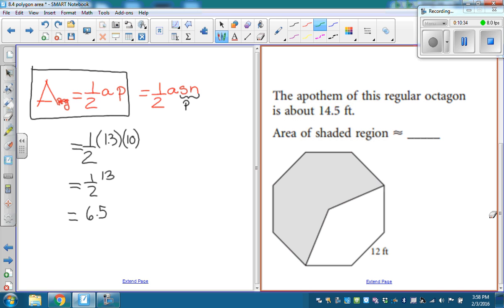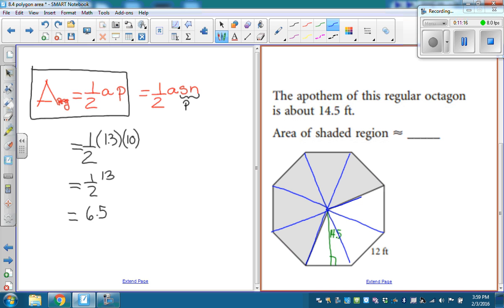So here you're given the apothem, even though they don't show it, and that's why I want you to distinguish it from the radius. You're given the apothem of this octagon to be 14.5. Okay, and they tell you the side length is 12. And you have to get the area of the shaded region. So I would do a few things. I would look at this picture in terms of isosceles triangles. And if it's an octagon, there should be 8 isosceles triangles.